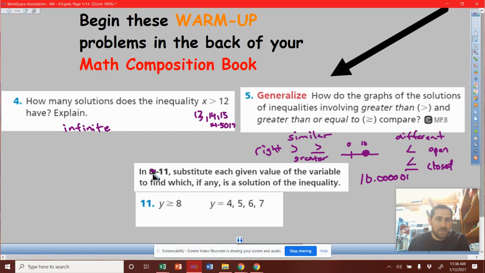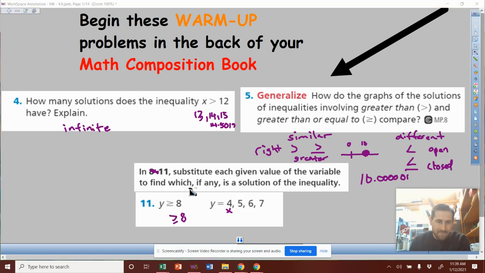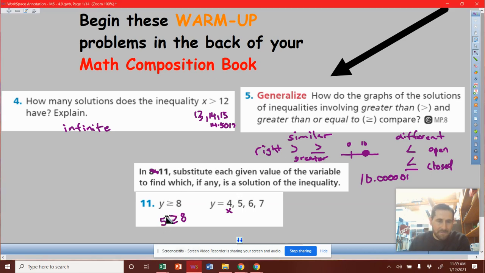This one here in question 11, substitute each given value of the variable to find which, if any, is a solution of the inequality. So we're going to plug in 4. You're going to put 4 in there and say, is 4 greater than or equal to 8? Nope, that one fails. Then you could plug a 5 in there. So we'll take the 5 and put it in for y. Is 5 greater than or equal to 8? No. Is 6, turn that into a 6. Is 6 greater than or equal to 8? No. What about 7? No.